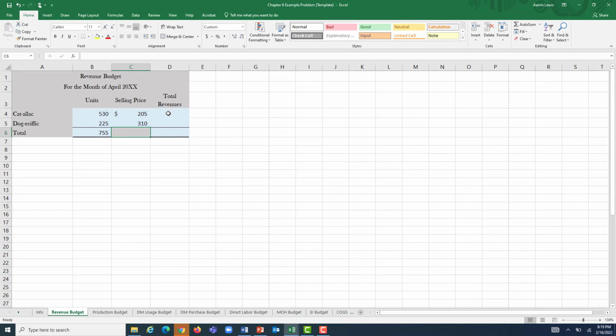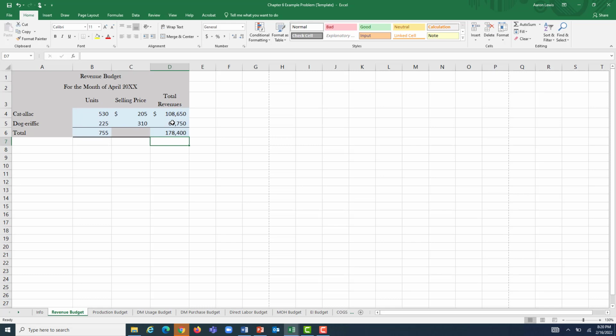And then to figure out our total revenues, you just multiply. If we're selling 530 Cadillacs at an average price of $205 apiece, then we should generate $108,650 in revenues from the sales of the Cadillac model. For the Doggerific, if we sell 225 of those at $310 apiece, we should generate a total of $69,750 worth of revenues from sales of our Doggerific model. And in total, if we add those two together, Animal Gear can expect to generate $178,400 worth of revenues during the period.